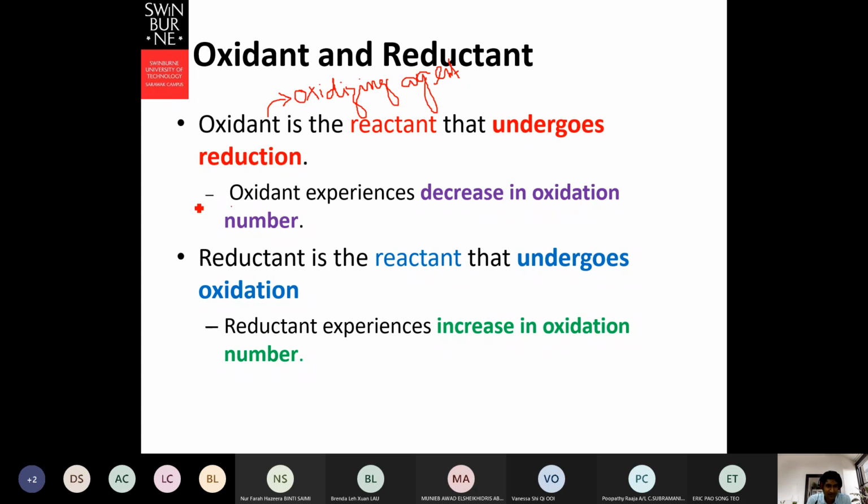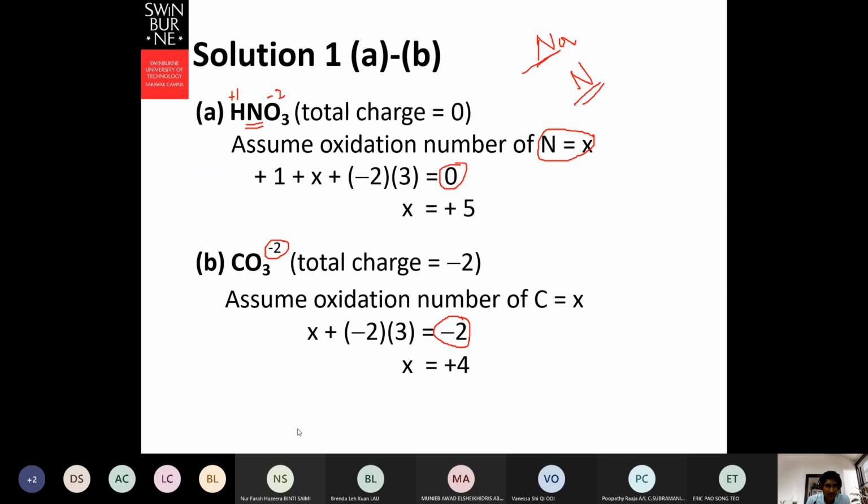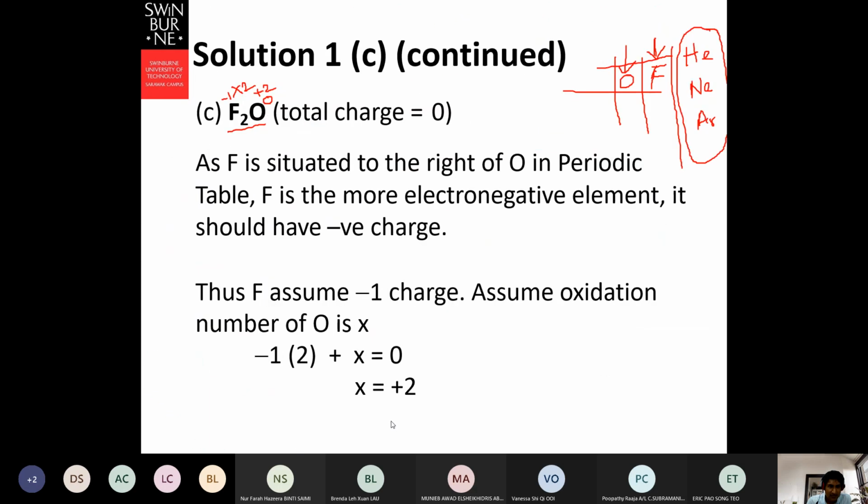So an oxidant experiences a decrease in oxidation number. In that case, what is going on? If the oxidation number is reducing, a decrease in oxidation number, then a reduction is going on.